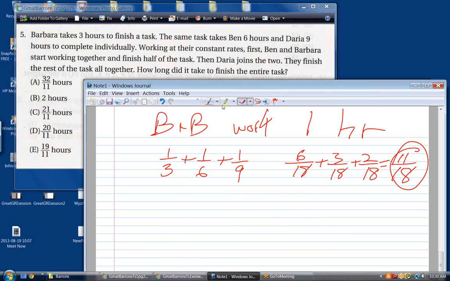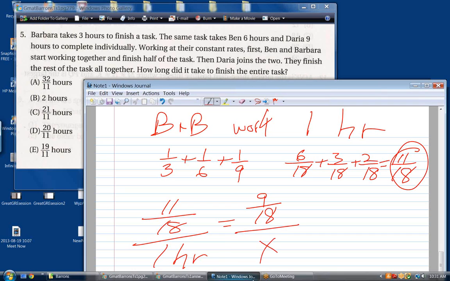I got to set it up as a ratio problem now. So 11/18 is to 1 hour. That's what they can do in 1 hour. But they really only need to do 9/18 because half of the job's already been done. So they only need to really do 9/18 of the job. So how long does that take?